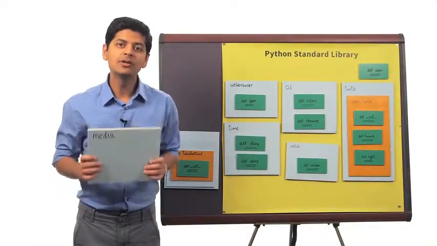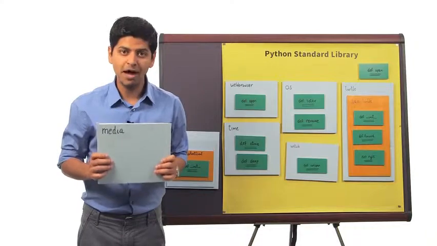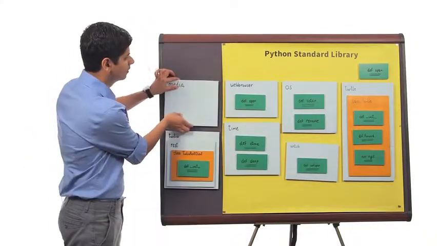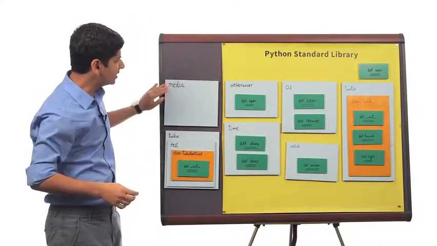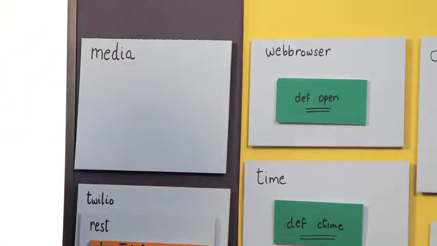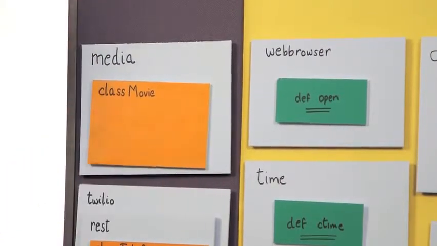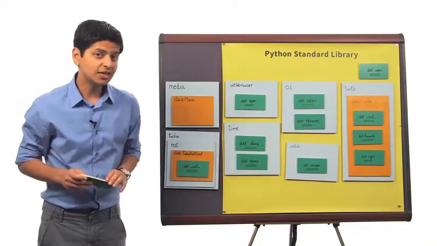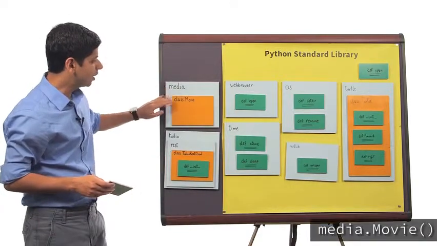Now, we started out by defining a file called media.py. Let me place it up on the board. Notice that I placed this file outside the Python standard library. Inside that file, we then defined a class called Movie. After that, we wrote a line of code that said media.Movie.